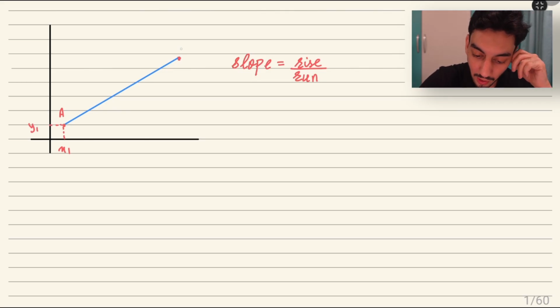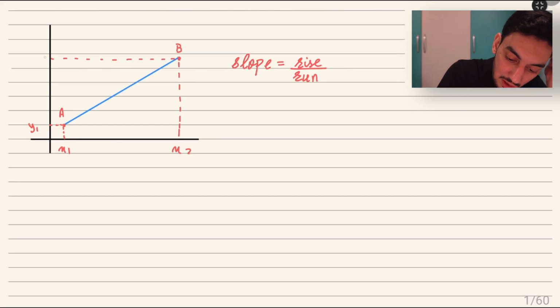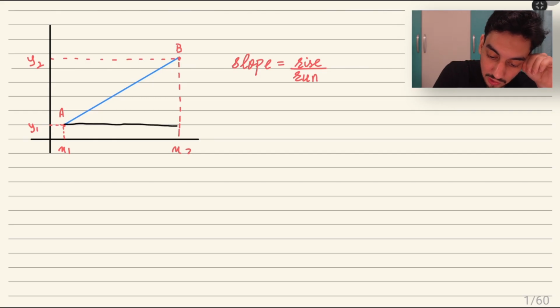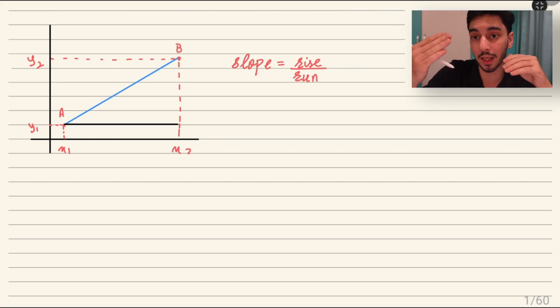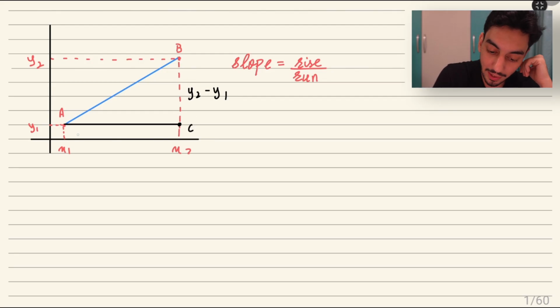And also if I talk about the other point, let's call it B, the x coordinate of B is x2 and the y coordinate of B is y2. Now, as I said, slope is nothing but rise over run, which means how much do I rise upon how much do I run, how much do I move ahead. Let's call this point C over here. Now let's see how much is this distance B to C. This distance would be y2 minus y1, and this distance A to C over here would be x2 minus x1.